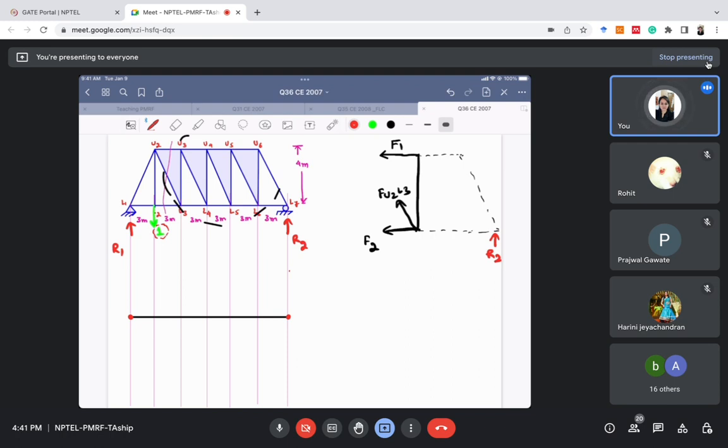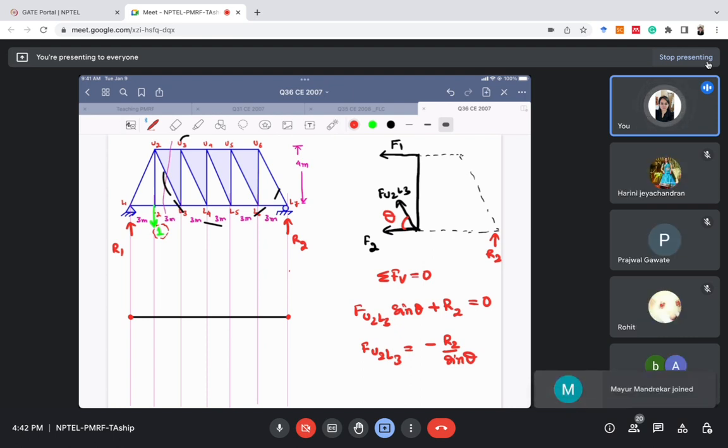Yeah, you were right. We'll do summation of force in the vertical direction to be 0, and we will get FU2L3 sine theta, let's call it theta, plus R2 equal to 0, and we get the value of FU2L3 as minus R2 divided by sine theta. See, we do not even need to find the reactions here. We just have to see the sign here, right? So I've got it as negative.